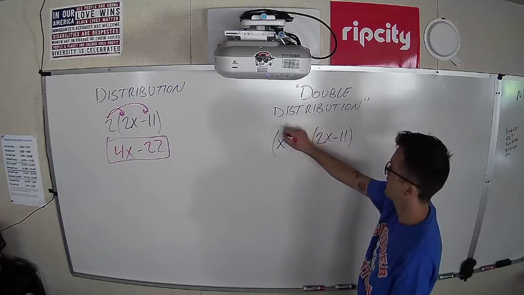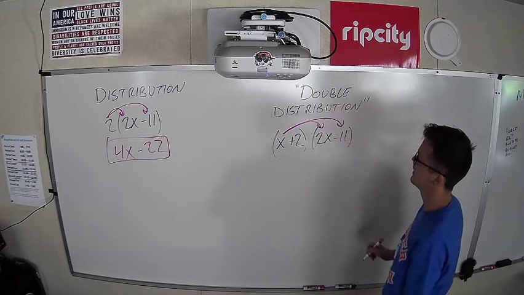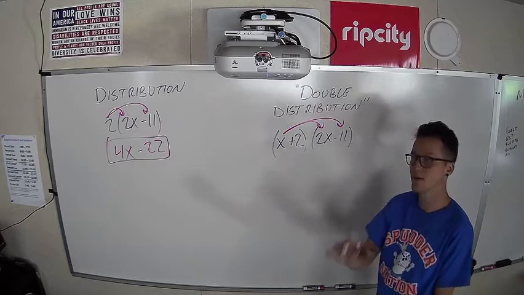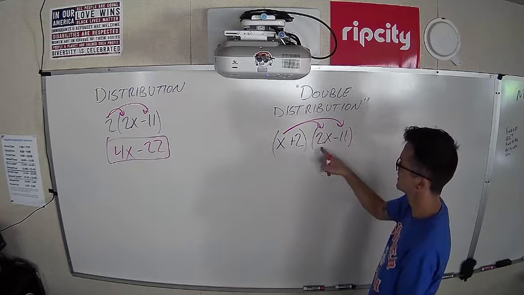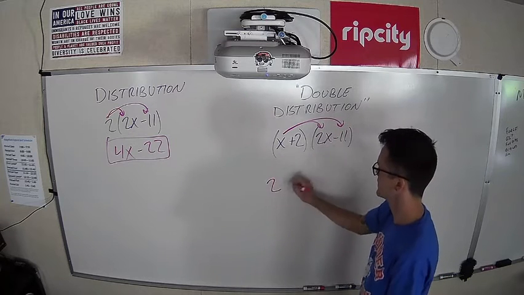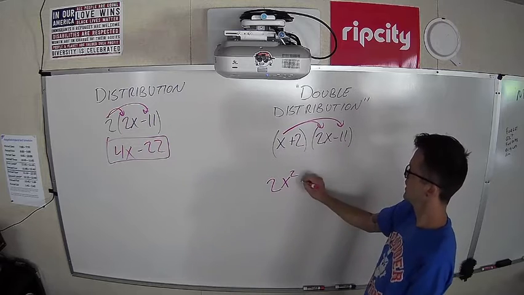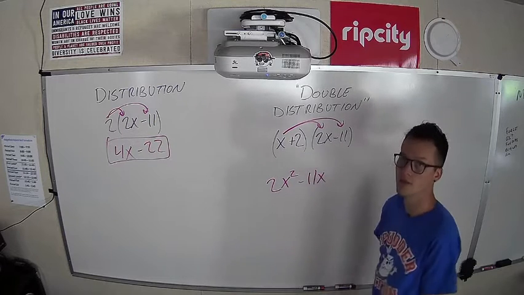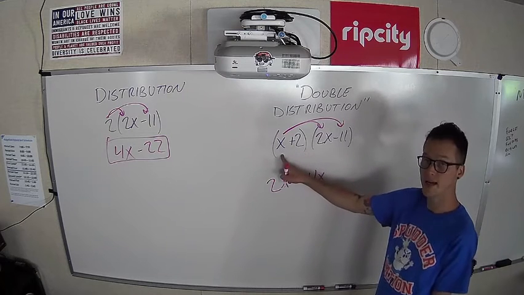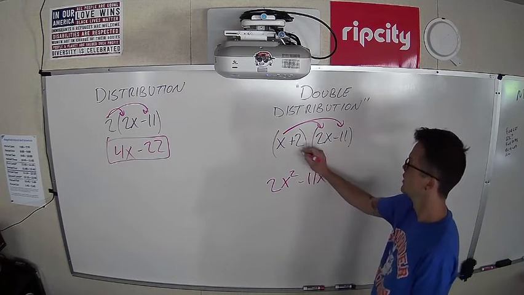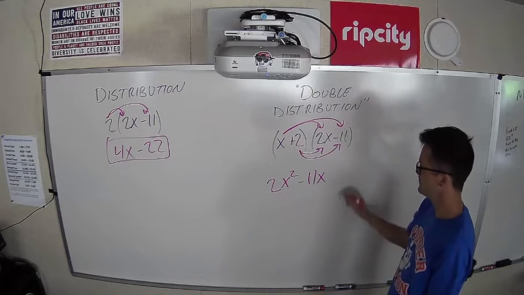So we're going to take the x, multiply it by 2x, take the x, multiply it by negative 11. Let's do that first. So x times 2x, well, coefficients 1 times 2 is just 2, x times x is x squared. Then we have x times negative 11, which is negative 11x. Okay, now we need to distribute our 2. We're done with the x. We need to distribute our 2. So we're going to do 2 times 2x and 2 times negative 11.